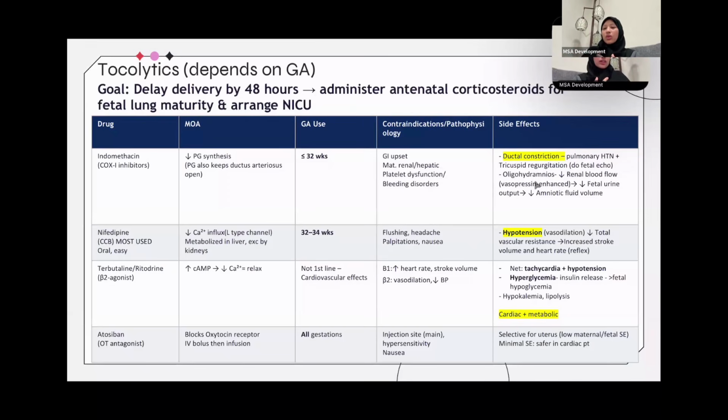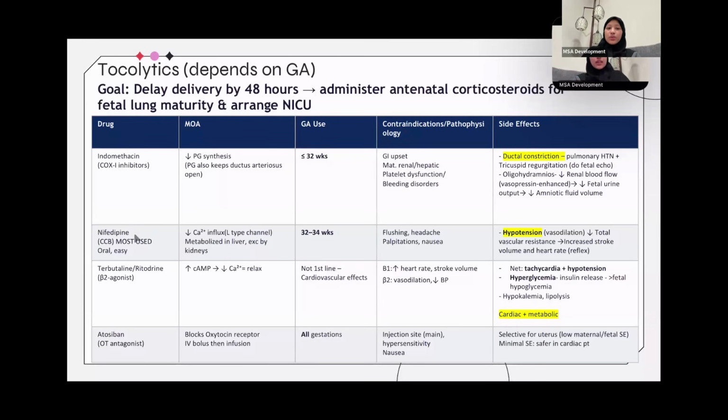As well as oligohydramnios, by decreasing the blood flow, again, circulation is affected. So the urine will be low, fluid volume will be low, oligohydramnios. So it's important that you do a fetal echo just to make sure if someone gave it above 32 and they didn't know their gestational age. Other side effects are okay, but they're again GI upset, hepatic, they're not significant.